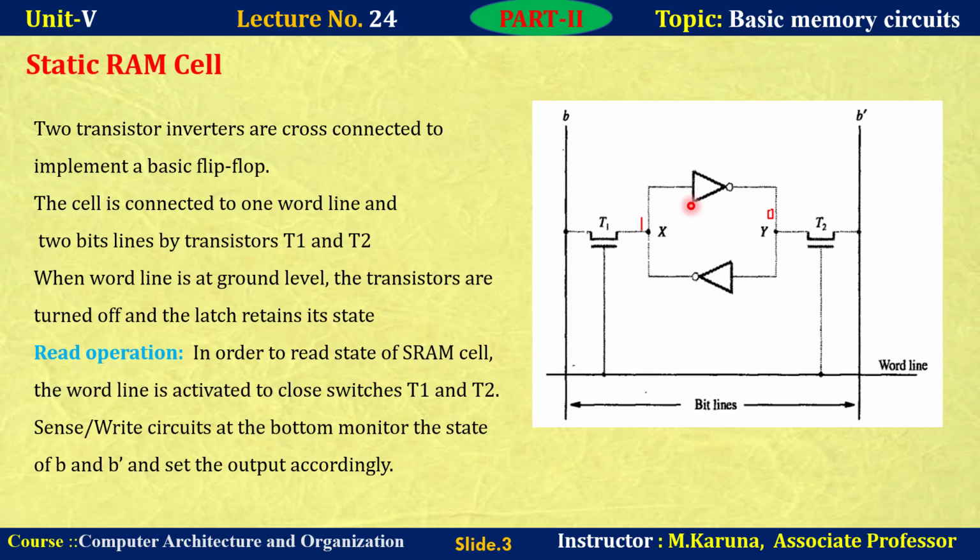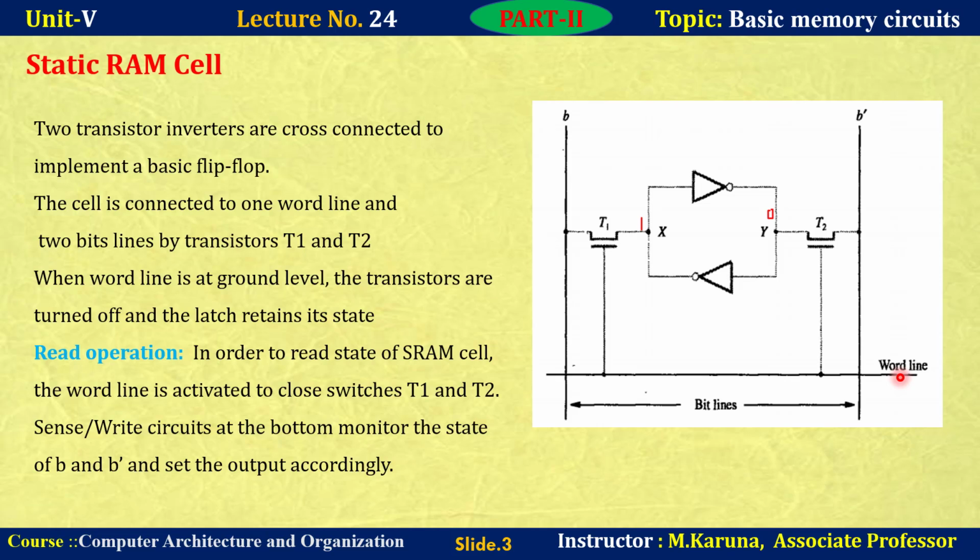During the write operation, the state of the cell is set by placing the appropriate value on bit line B and its complement on B bar, and then activating the word line. This forces the cell into the corresponding state. The required signals on the bit lines B and B dash are generated by the sense and write circuit.